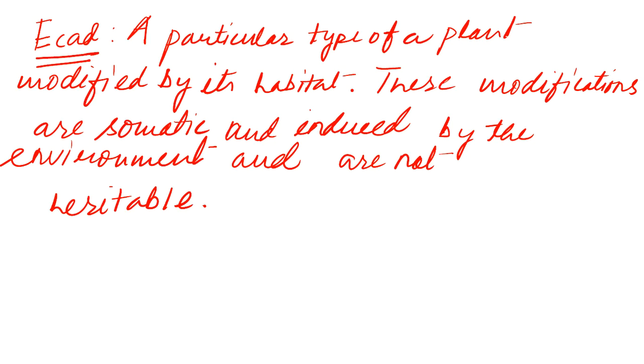This is a special type of plant which is modified by its habitat. Here the environment regulates the change and induces various types of modifications. And these modifications are somatic, and as I already mentioned, they are induced by the environment. These are not heritable.